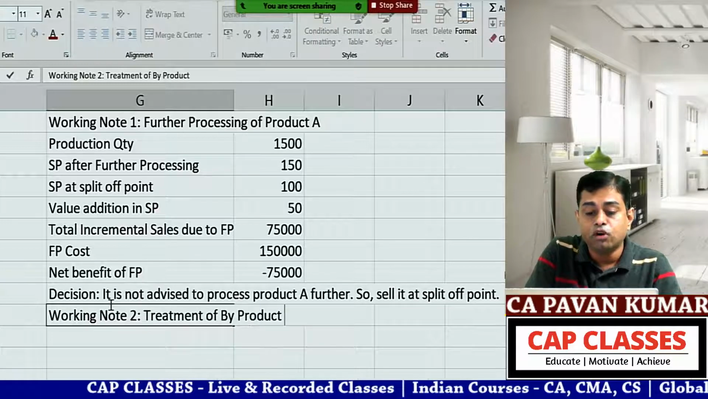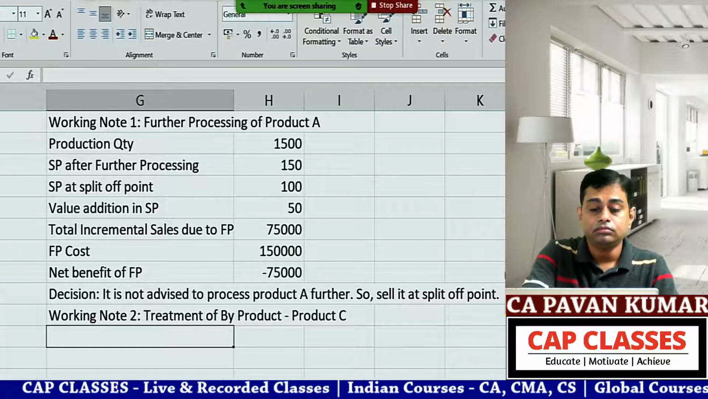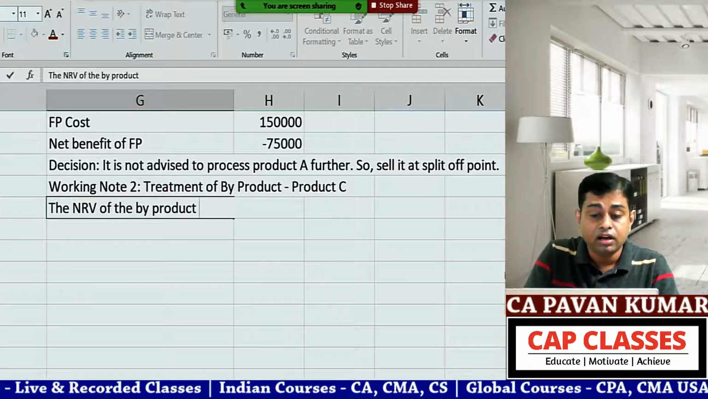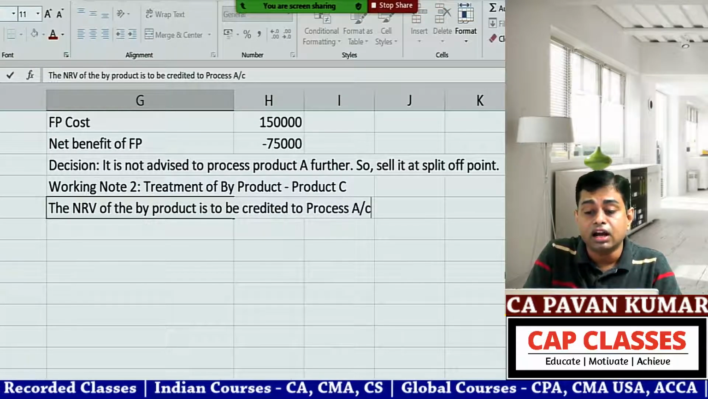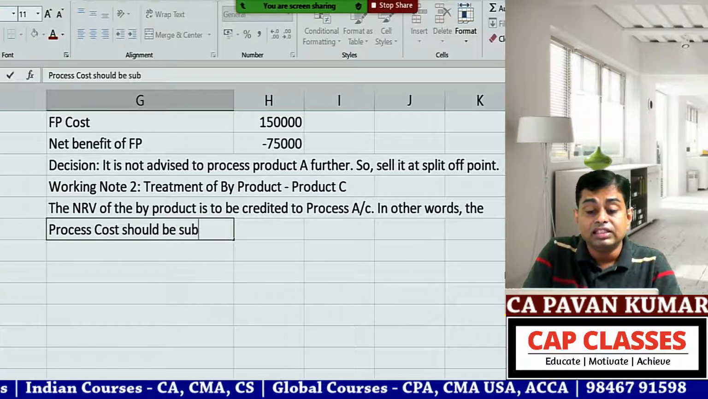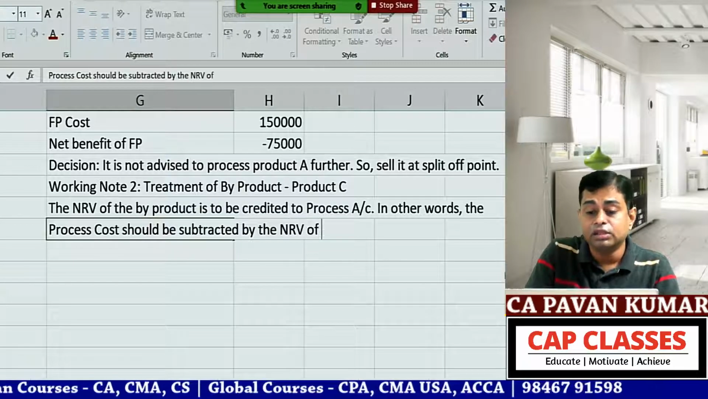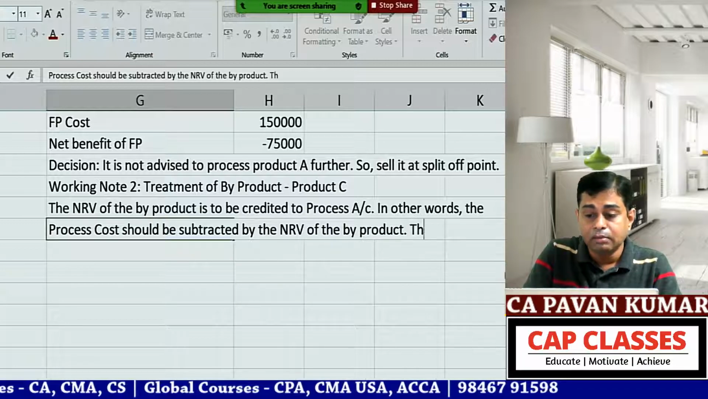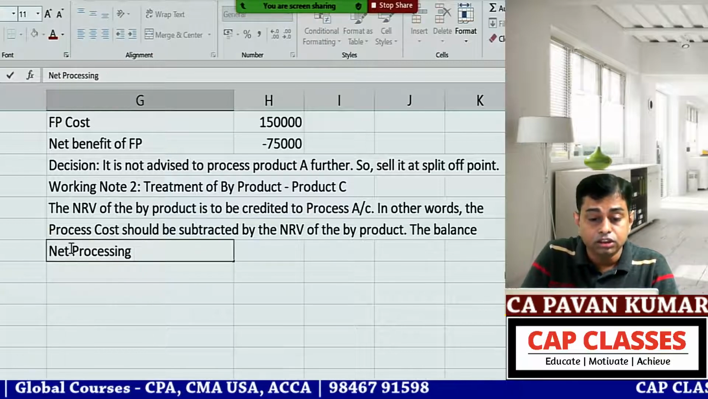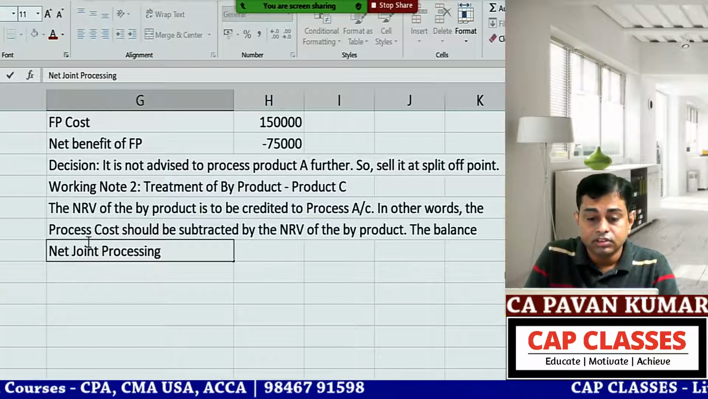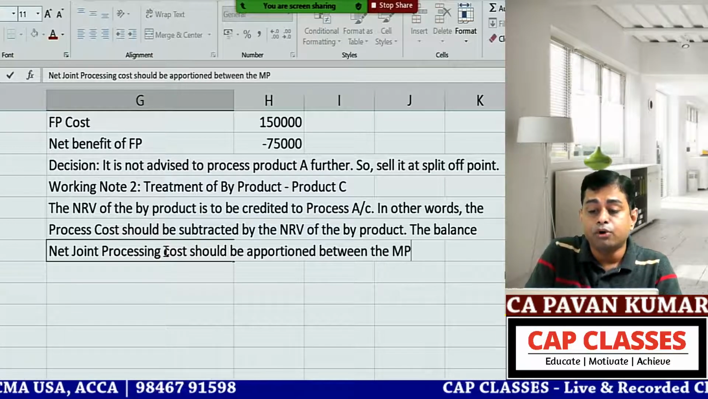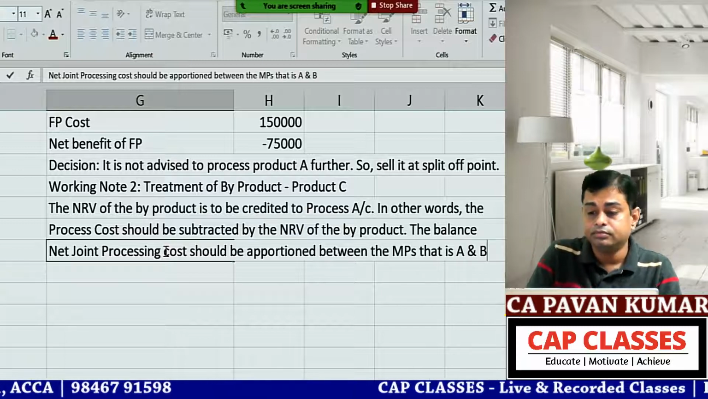Treatment of byproduct, that is product C. The net realizable value of the byproduct is to be credited to the process account. In other words, the process cost should be reduced by the net realizable value of the byproduct. The balance, the net joint processing cost, should be apportioned between the main products, that is A and B. So till this you understand.